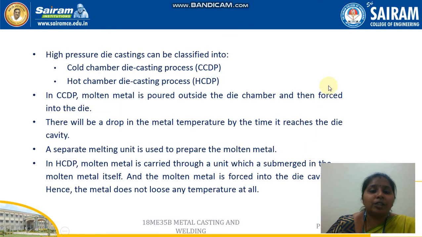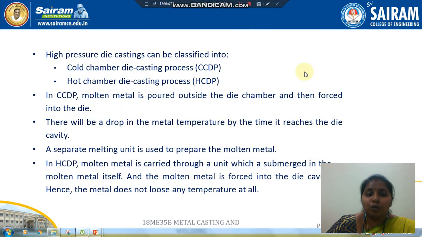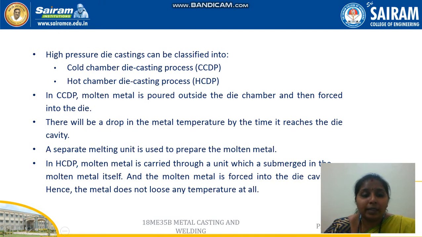This high pressure die casting is classified into two types. One is cold chamber die casting and the other one is hot chamber die casting. In the cold chamber, molten metal is poured outside the die chamber and forced into the die, and there will be a temperature drop since there is no melting unit attached with the chamber. But in case of a hot chamber die casting, there is a melting unit which is attached with the molding boxes itself, so there is no temperature drop.